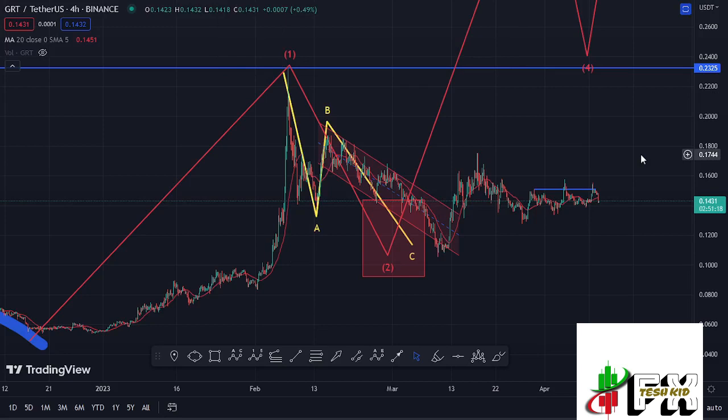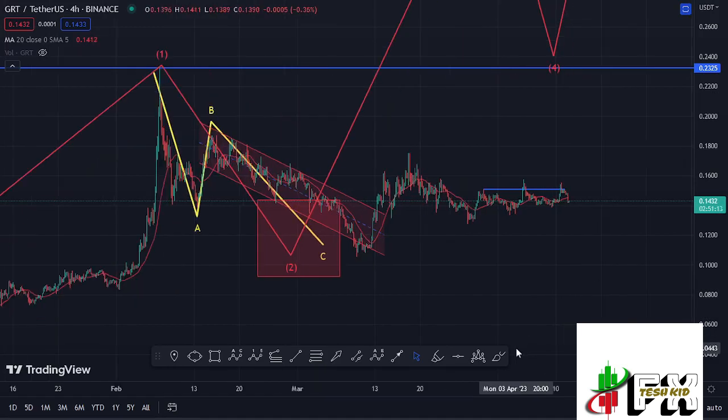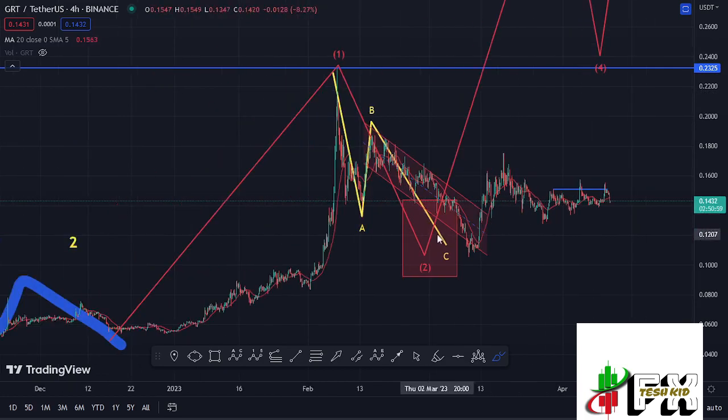Welcome back to TechKidFX for another GRT price prediction update, which at the time of this recording is holding below the 20-day MA here on the 4-hour chart, which is now acting as resistance. We have also continued to obey the Elliott wave structures, where we had been seeing a bit of a breakdown to the lower side in the formation of this wave 2, in a move that has now managed to get into the minimum retracement area, highlighted here on the chart using this red target area.